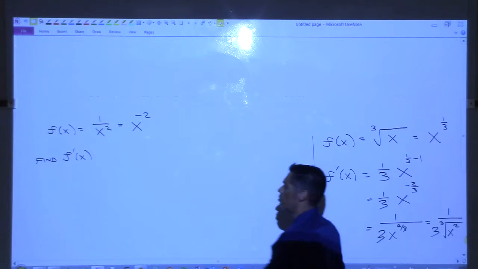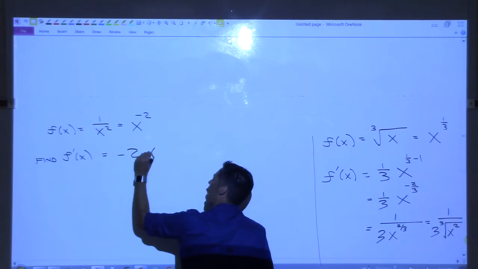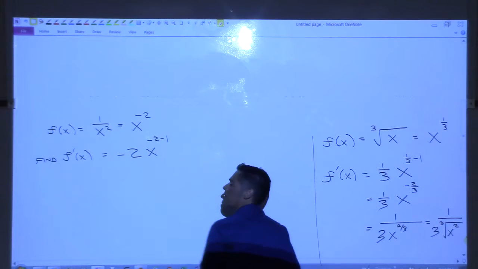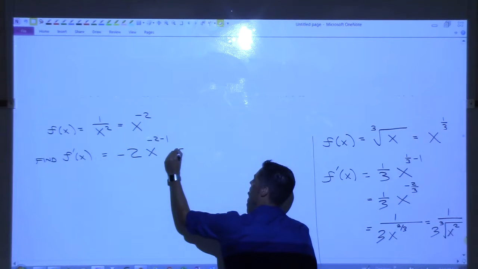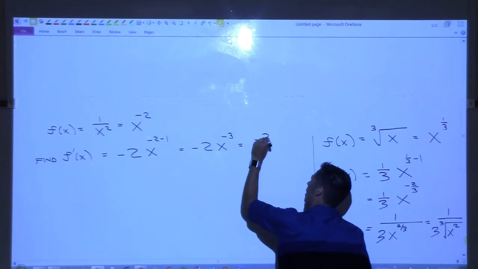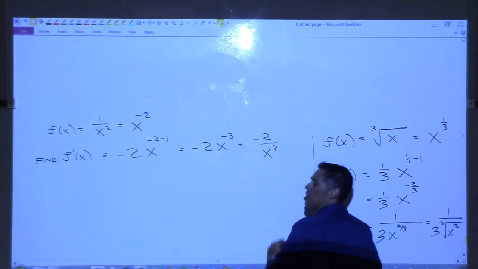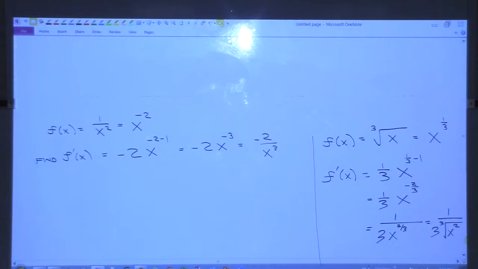-2. So let's use the rule. The -2 comes out. x to the -2 minus 1. -2 minus 1 is -3. -2 x to the -3. And isn't that the same as -2 over x cubed? And isn't that what took us about 15 minutes to do earlier? Right? Isn't that the same answer? Okay. Isn't this better? All right.